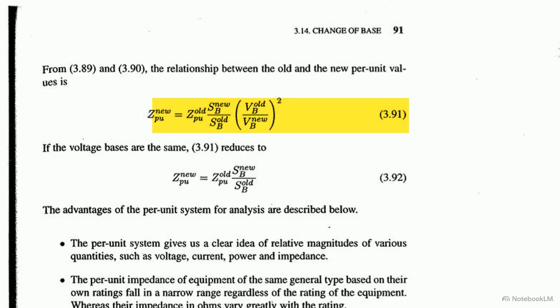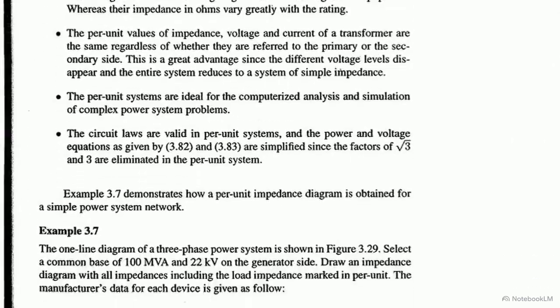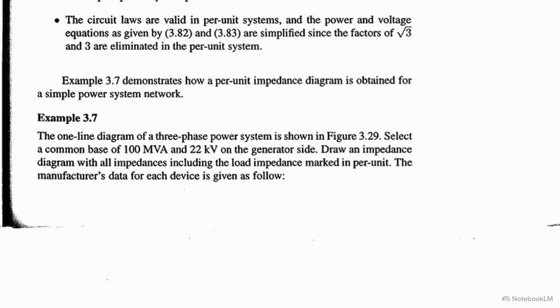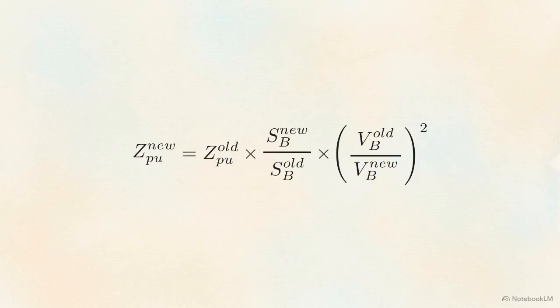Equation 3.91 in this text shows the change of base formula. You will need this because manufacturers stamp per-unit impedance on equipment nameplates based on the unit's physical rating, say 50 MVA, not your 100 MVA system base. If you take a raw manufacturer impedance and plug it directly into a grid-wide study, your fault current calculations will fail. You have to convert the equipment's old base parameters to match your new system base parameters.